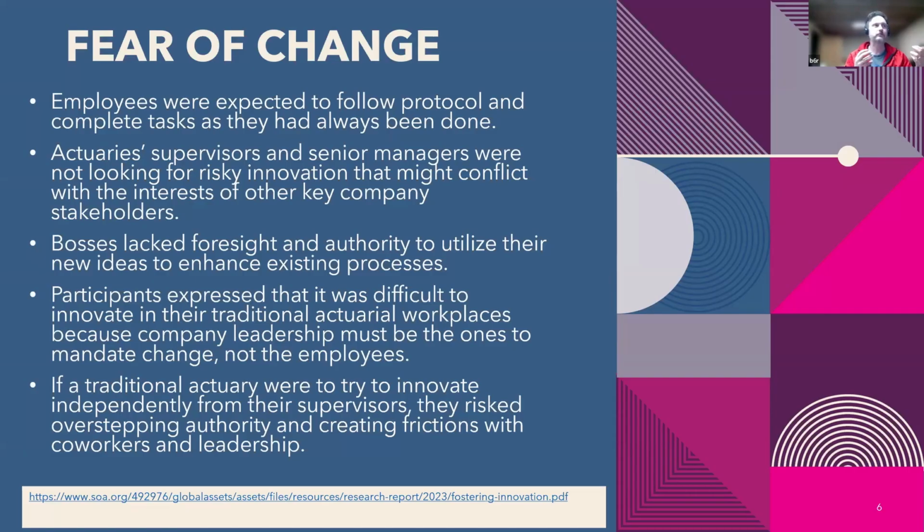Bosses wouldn't allow people to innovate because they were afraid that things would break. Everything is so tightly coupled together across the organization that if one person changes something, it breaks the entire system. So actuaries aren't allowed to innovate. They're basically stuck.